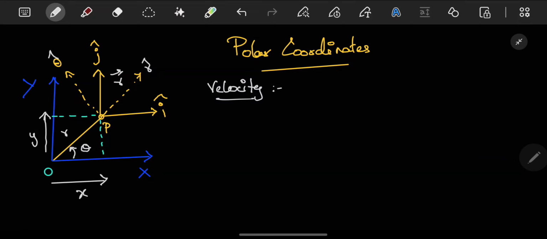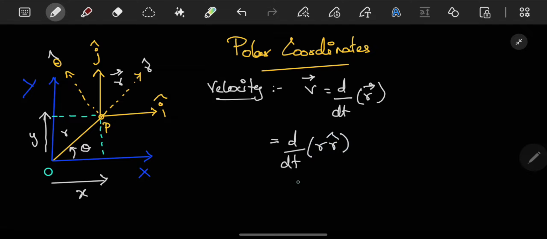Now, since we have calculated the position vector, we can use that value of r vector to calculate velocity. We know that velocity is nothing but rate of change of displacement. Here, the velocity is represented as v vector, which is equal to d by dt of r vector. Now, we will substitute the value of r vector in this equation, where d by dt of r vector is nothing but r into r cap.